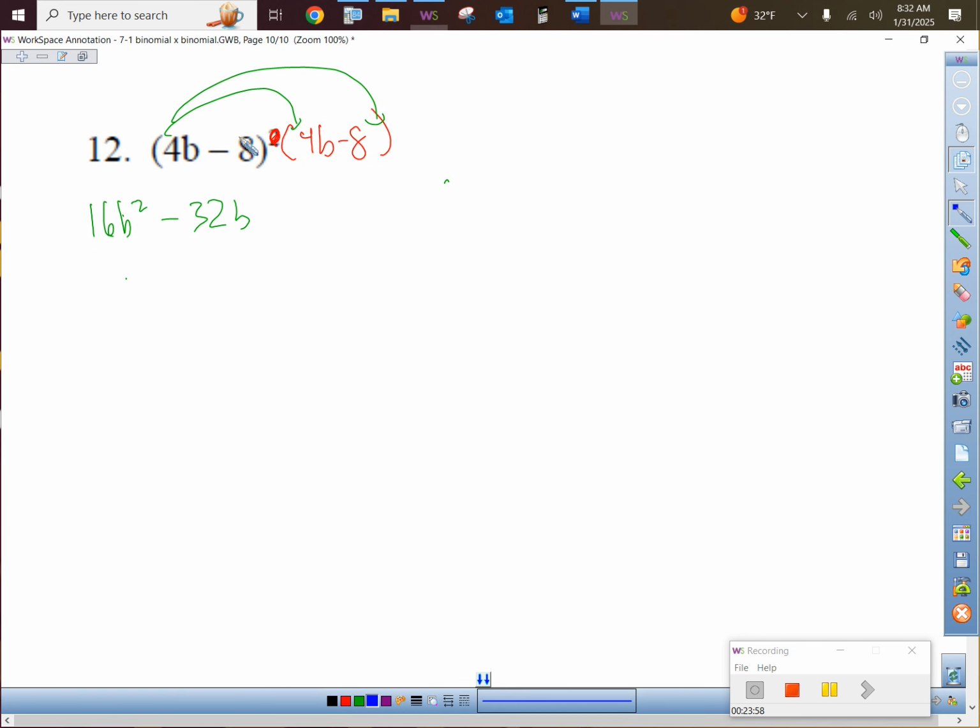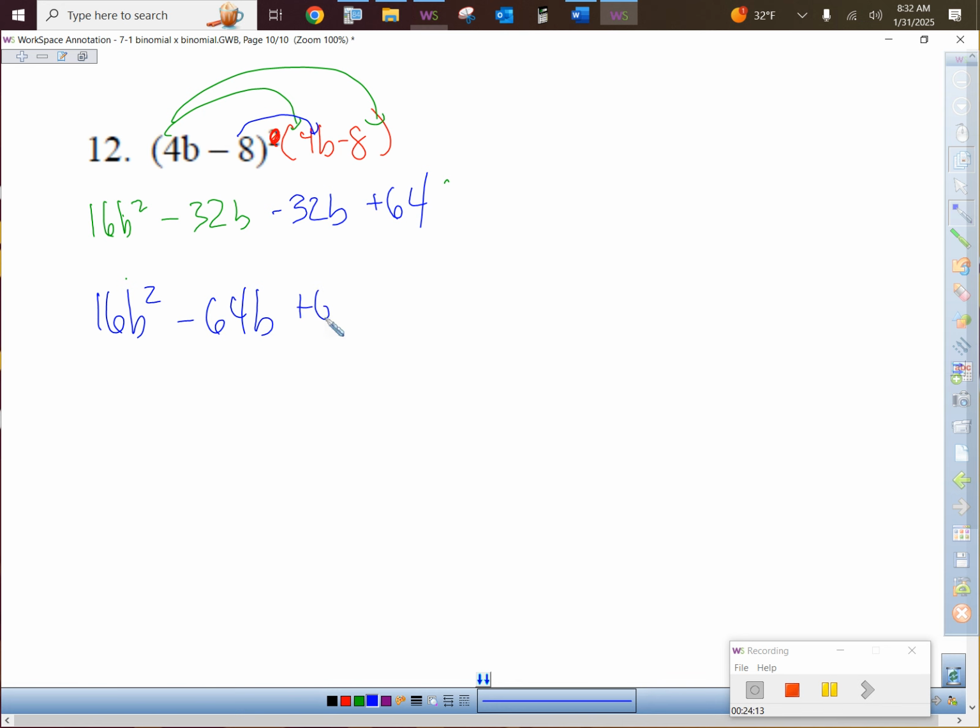Then we'll do this times this. That'll be a minus 32b. And then negative 8 times a negative 8 is a positive 64. And then when you combine like terms, 16b squared minus 64b plus 64.